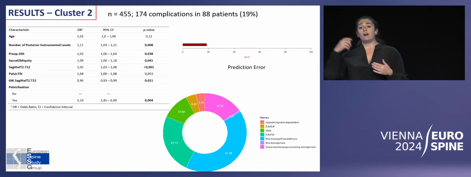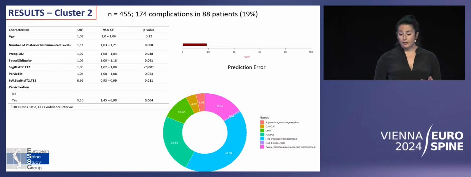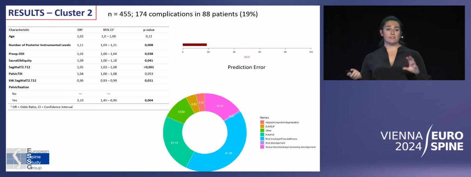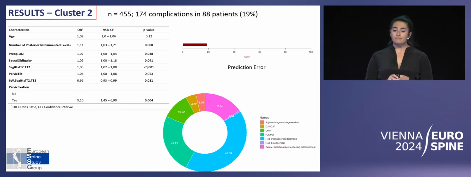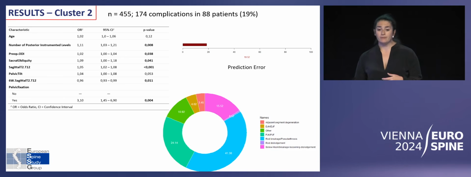Cluster number 2, a higher rate of complication, 19%, a higher rate of rod breakage, but also we see PJK and PJF among the complications. And for the risk factors, we see a mix of demographic, sagittal parameters, and implant-related variables. Also a higher prediction error, 18%.